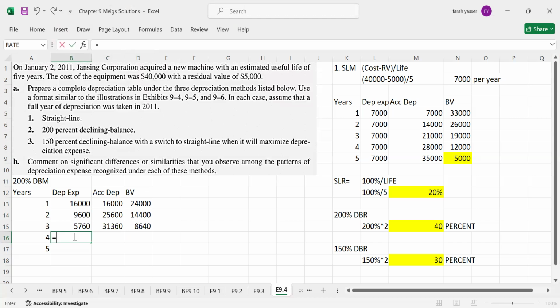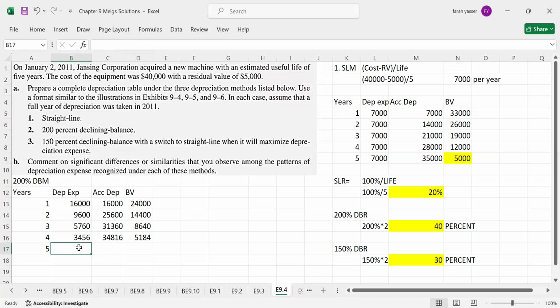So in the fourth year, the book value is 8,640 multiplied by the 40% rate. So depreciation is this, and accumulated is 31,360 plus 3,456, and the book value is cost, which is 40,000, minus accumulated, which is 34,816.